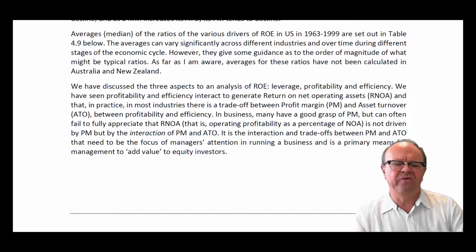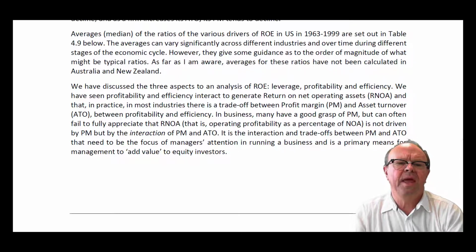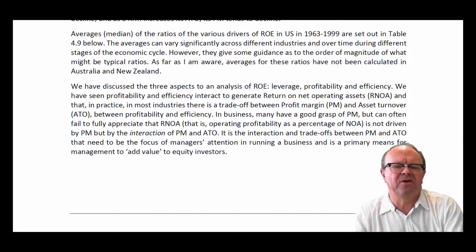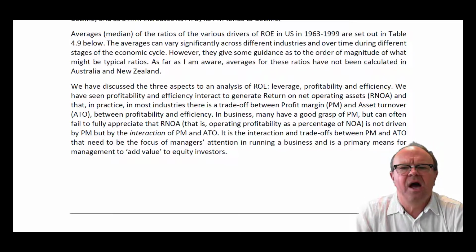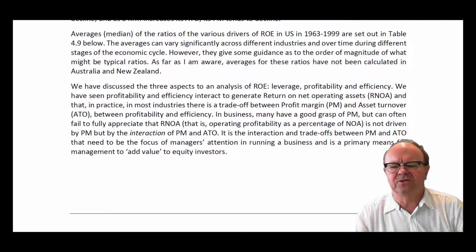Averages, medians, of the ratios of the various drivers of return on equity in the US in 1963 to 1999 are set out in Table 4.9 below. The averages can vary significantly across different industries and over time during different stages of the economic cycle. However, they give some guidance as to the order of magnitude of what might be typical ratios. As far as I'm aware, averages for these ratios have not been calculated in Australia and New Zealand.